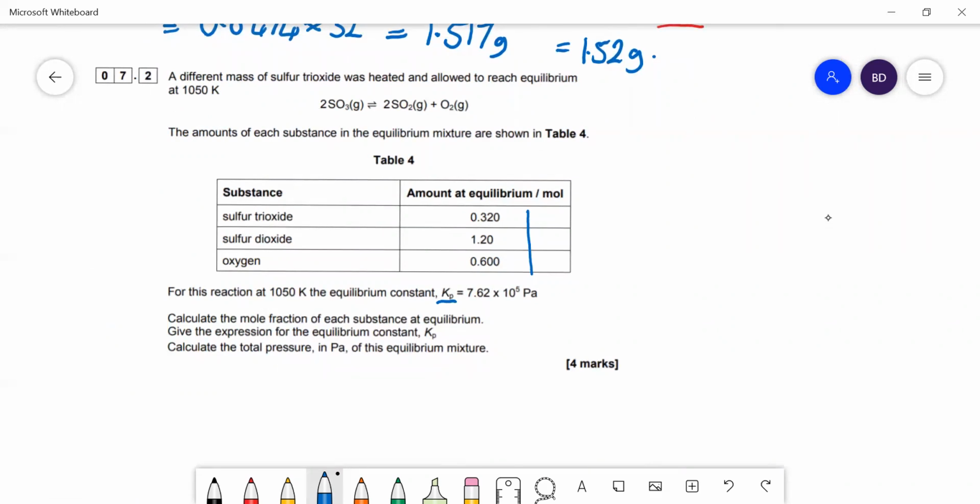So let's work out the mole fractions first of all. So the mole fraction, you quite often use that little symbol lambda.